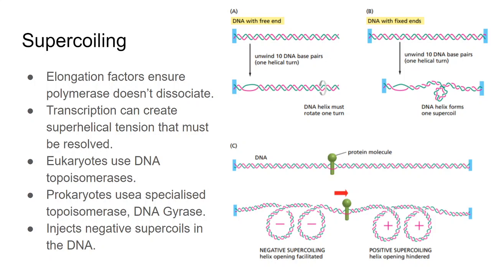DNA gyrase coils it in the opposite direction so that when the function happens, the effect is nullified. Exactly that. It is a negative supercoil. So when you have superhelical tension being built up, it just releases itself.